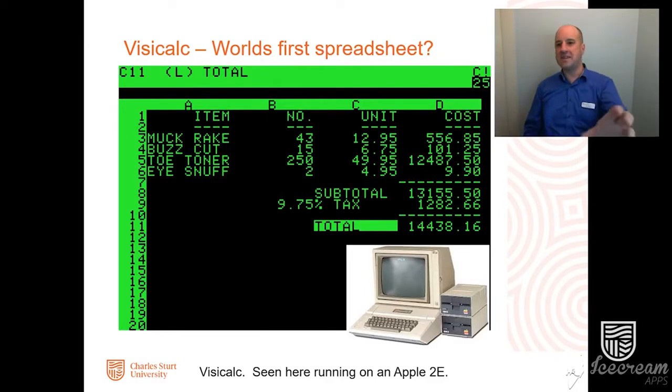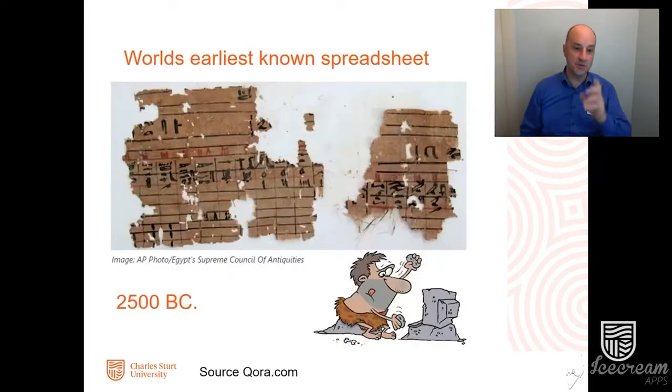However, while VisiCalc is often thought of as being the first spreadsheet, it wasn't. That honor goes to this. This is a parchment from about 2500 BC, and it's actually also the earliest writing on paper or papyrus. And that is what I think is the world's earliest spreadsheet. Now, we turn from here to my favorite spreadsheet.